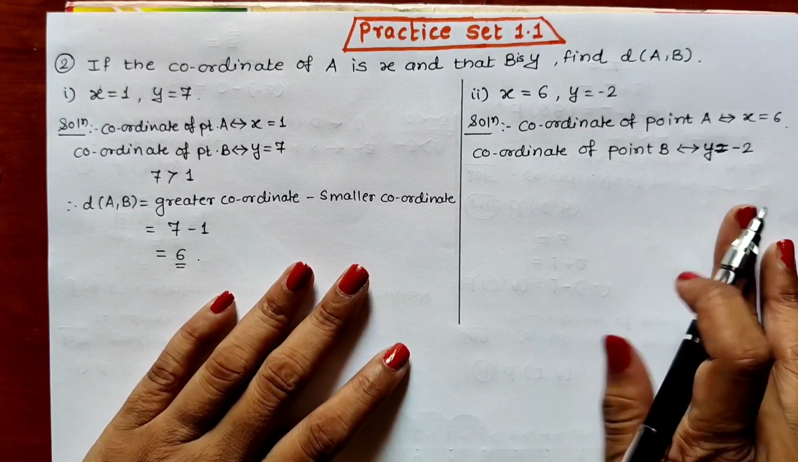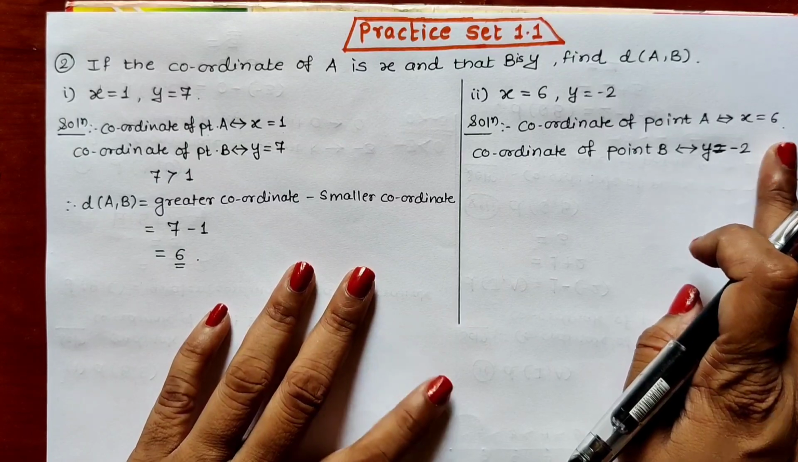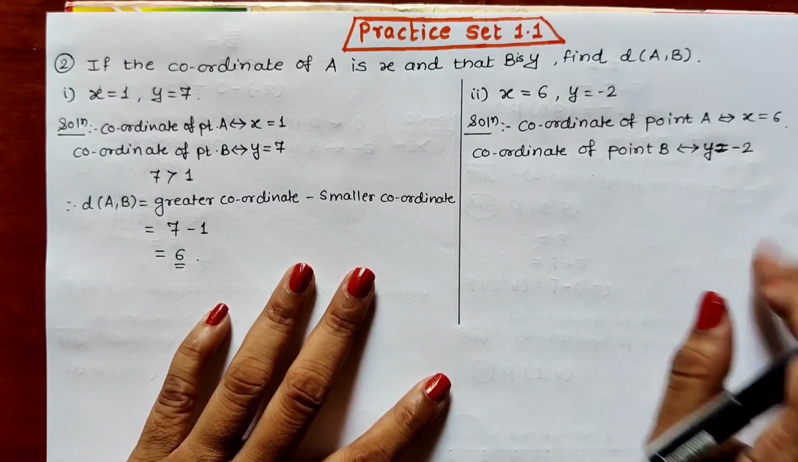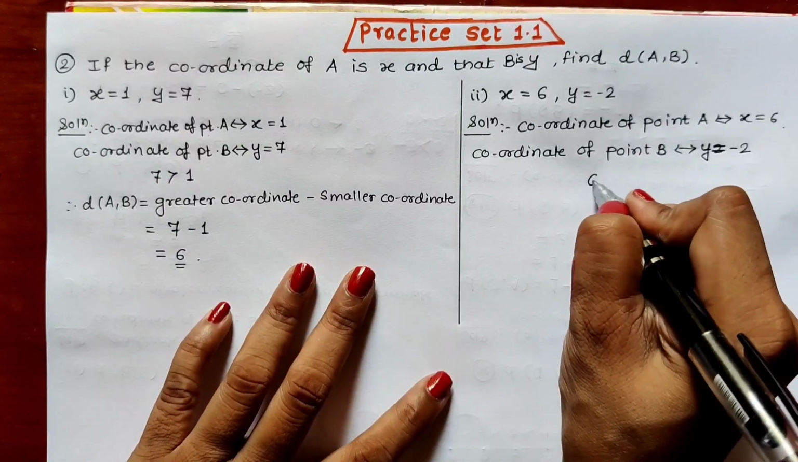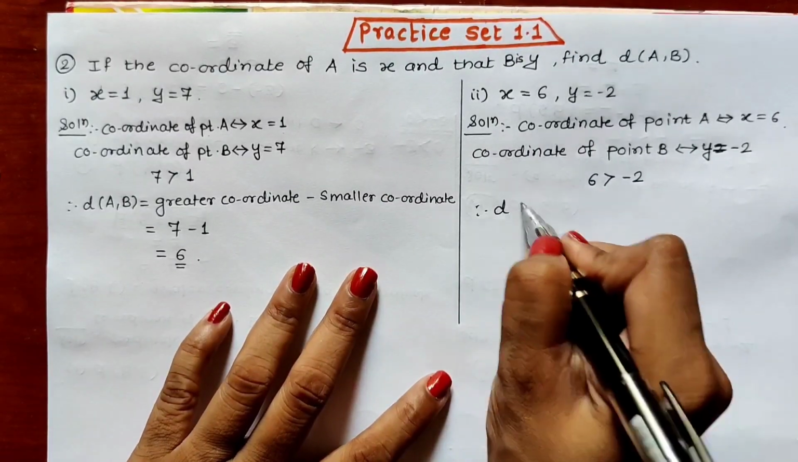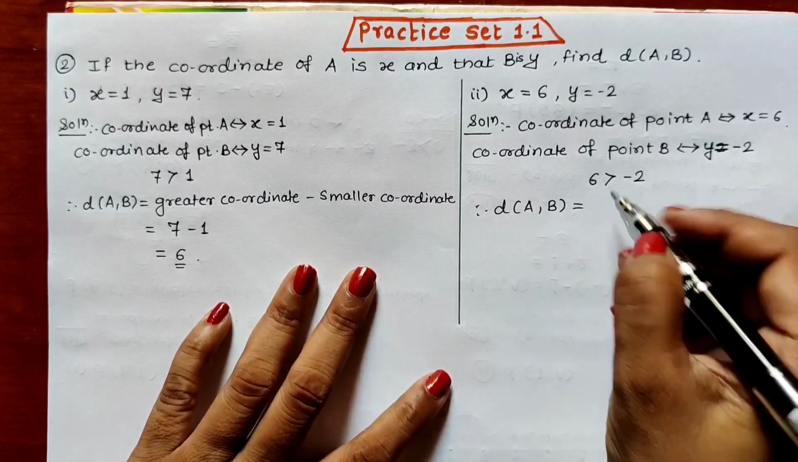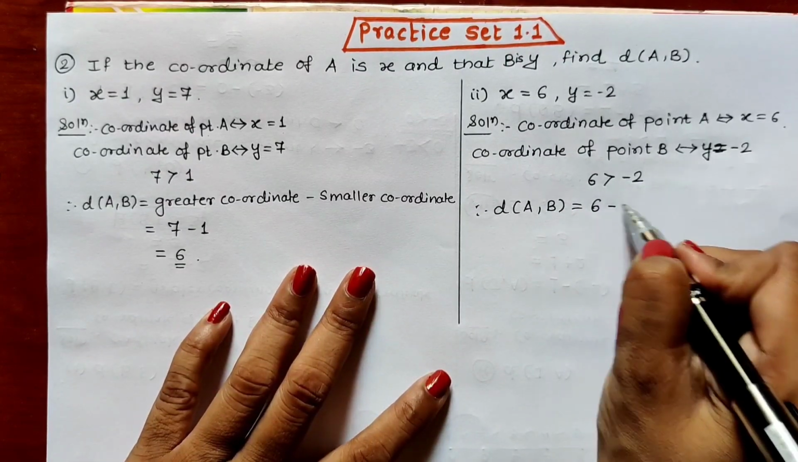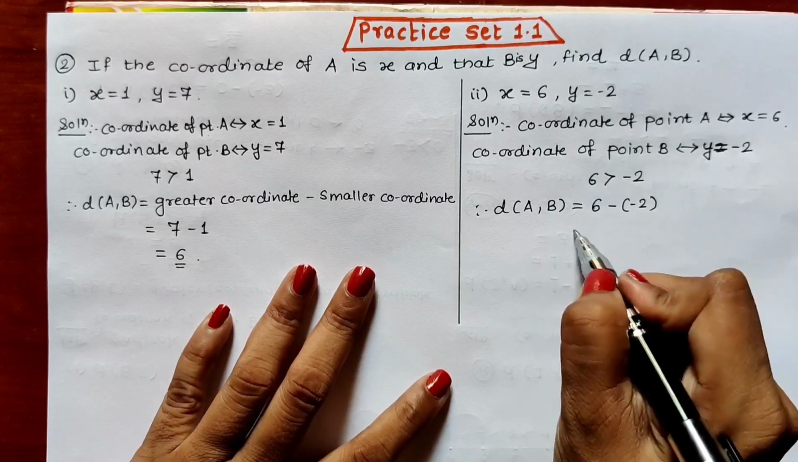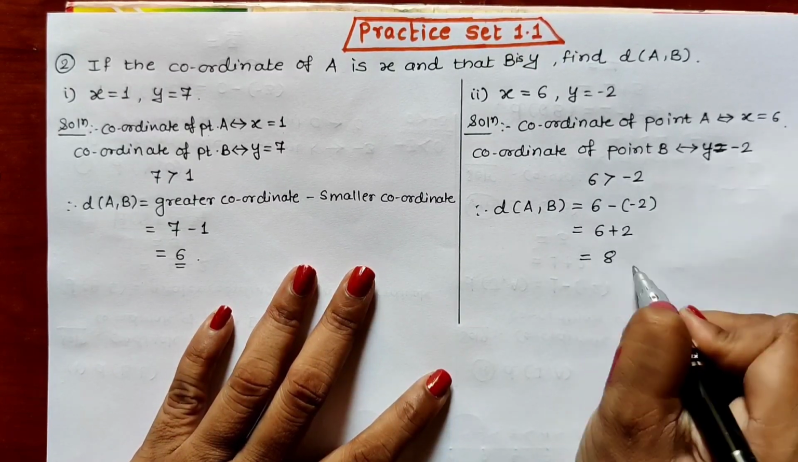Now children, we all know the negative number is smaller than the positive number. All negative numbers are smaller than all positive numbers. That means what? 6 is bigger than minus 2. Now directly here we can write distance AB is equal to, if you don't write this formula it is okay, directly you can write 6 minus minus 2, and 6 minus minus 2 means 6 plus 2, answer is 8.